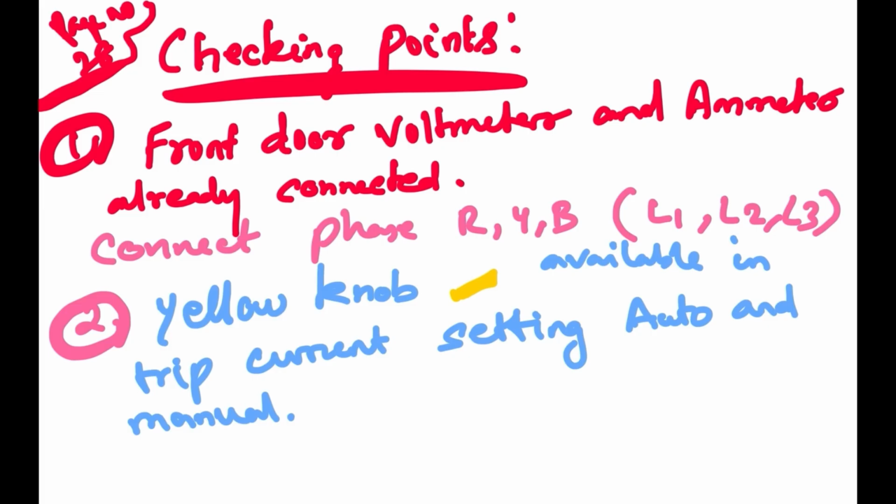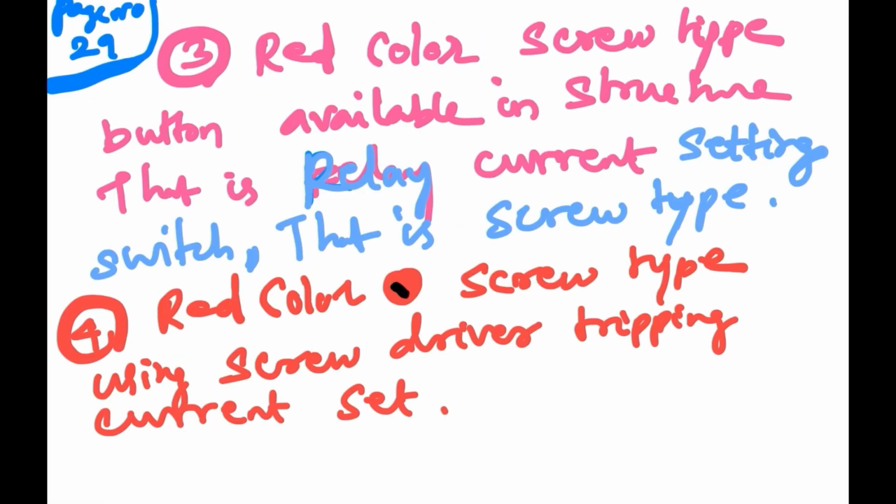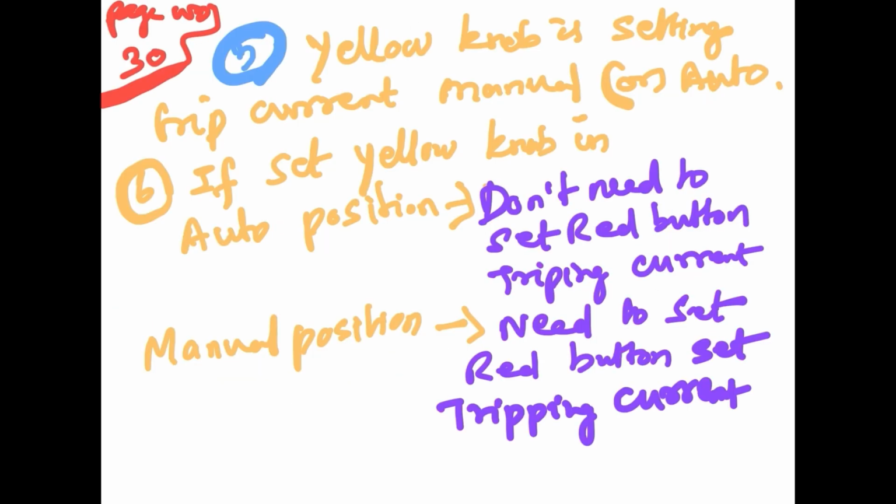The yellow knob in the control panel, as shown, is available for trip current setting, auto or manual. The red color screw type button available in the structure is the relay current setting switch, that is screw type. Use a screwdriver on the red switch to set the tripping current. The yellow knob sets the trip current to manual or auto. If the yellow knob is set in auto position, you don't need to set the red button tripping current. In manual position, you need to set the red button to set the tripping current.